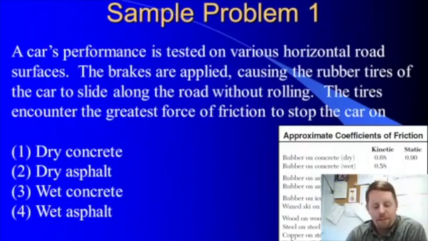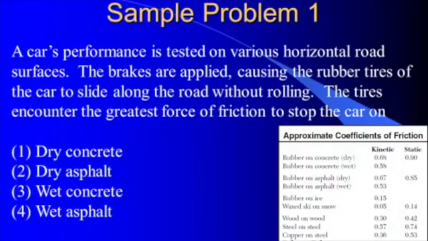Let's put this into practice. We have a car's performance tested on various horizontal road surfaces. The brakes are applied, causing the rubber tires of the car to slide along the road without rolling. The cars encounter the greatest force of friction to stop the car on. We have four choices: dry or wet concrete and dry or wet asphalt.